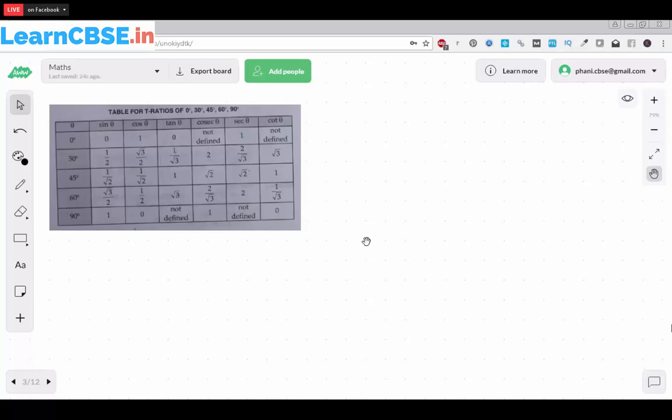For example, if I want to find out the value of sine 30, it will come half. If I want to find out the sec 60, it will be 2. If we want to find out the tan 90, it will be not defined. The values of tan 90, cot 0, cosec 0 and sec 90 are not defined. Otherwise, in other cases, we have the values of these trigonometrical ratios. This is a table which we have to memorize for the exam. They will not be providing you this table. So you have to memorize all these data.